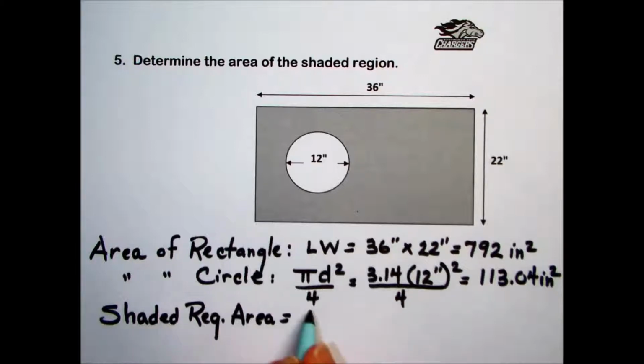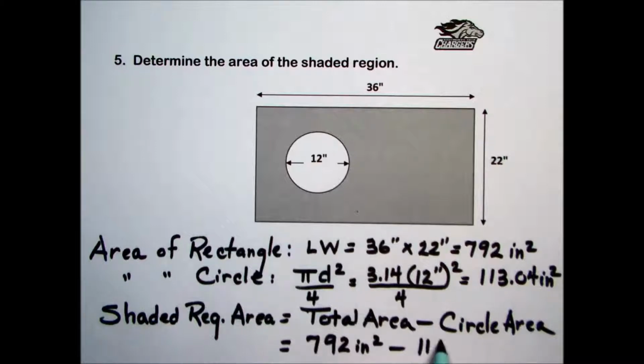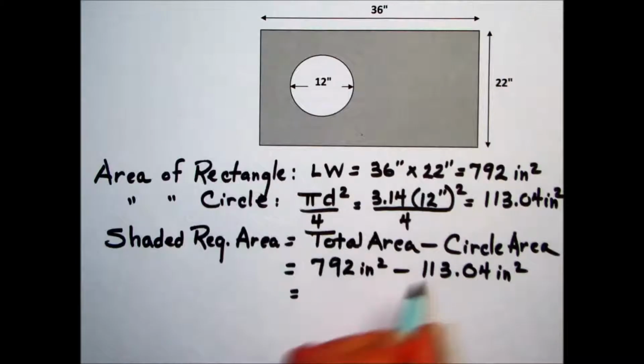we are going to use the following. We will take the total area, which is actually the area of the rectangle, and subtract the amount that was removed, which is our circle area. Total area we found is 792 inches squared. Our circle area was 113.04 inches squared.